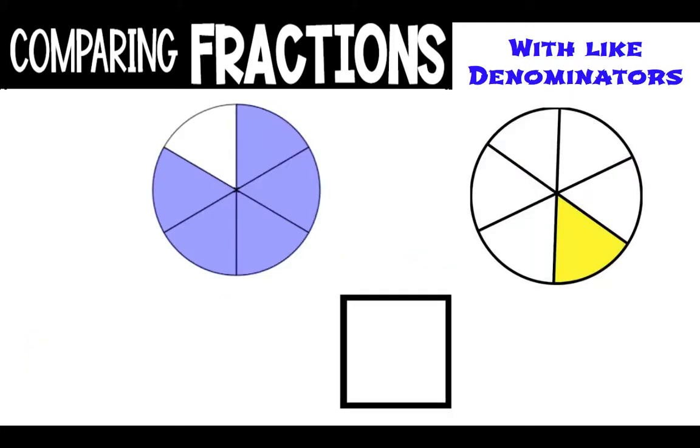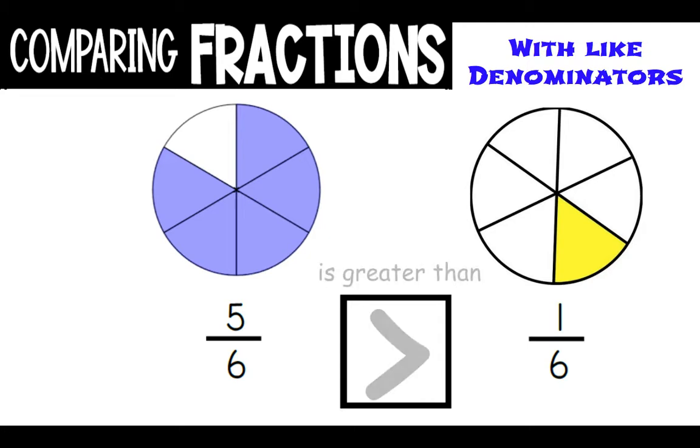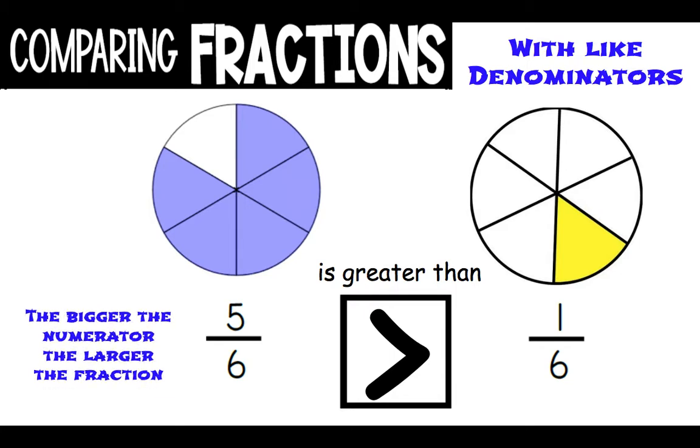Same here, guys. To the left, we have 5/6, because 1, 2, 3, 4, 5 out of the 6 pieces are colored in. And to the right, we have 1/6, because only one of those 6 pieces is colored in. Now, is 5/6 less than, greater than, or equal to 1/6? It's actually greater than, and we can see by the picture that more of the space is colored in. The bigger the numerator, the larger the fraction.